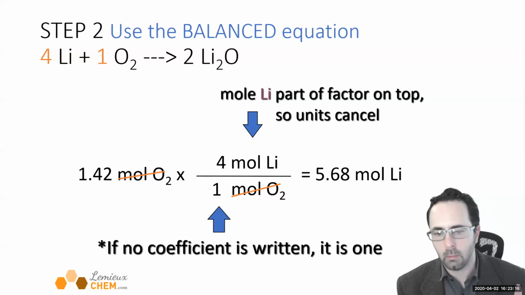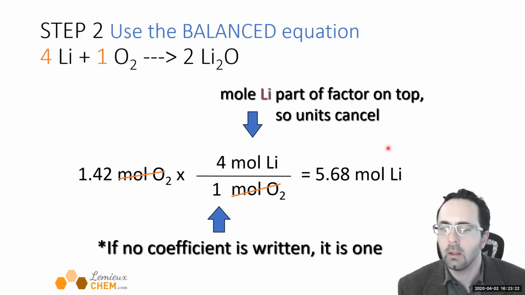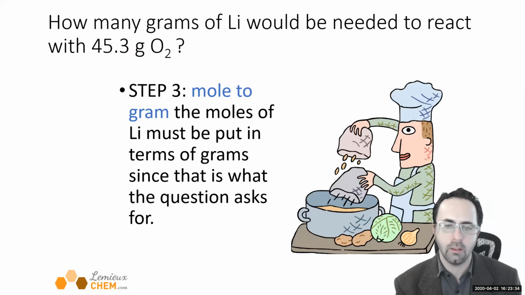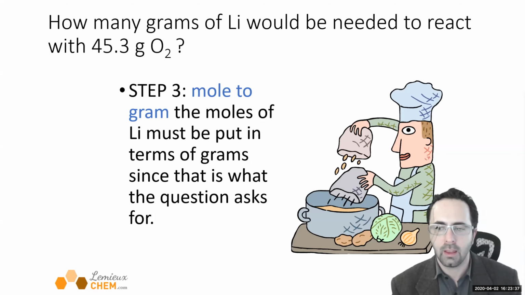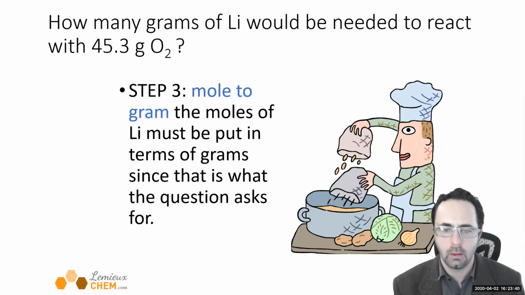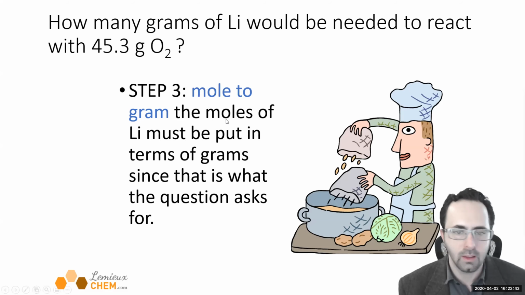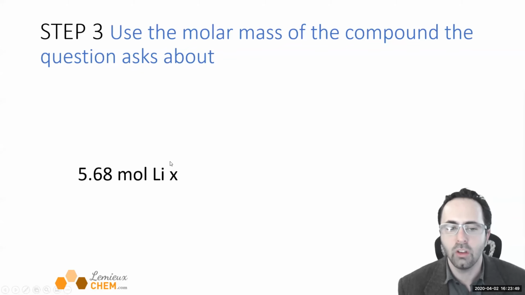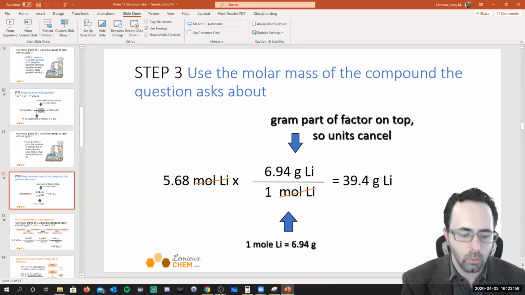So that was the second step. But we have one more step, because we have moles of lithium now, but the question didn't ask us for moles of lithium. It asked us how many grams of lithium. So we need to go from moles to grams. Remember, whenever we're going between moles and grams, what we need is the molar mass. And where do we go to help us calculate the molar mass? The periodic table, yeah. Fortunately, this time we just have an element, just lithium, so we can read the molar mass directly off the periodic table. So that's what we're going to do.